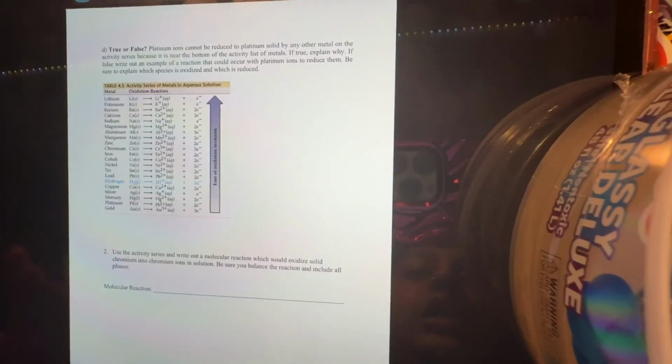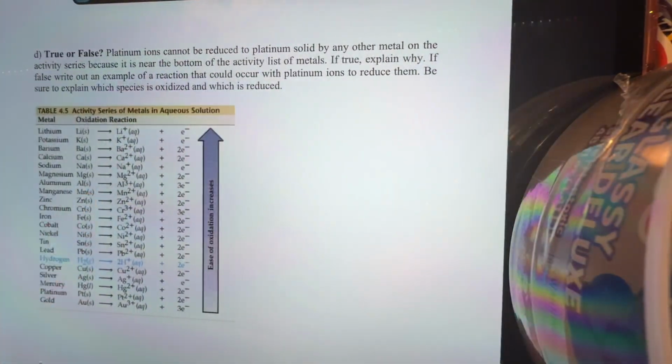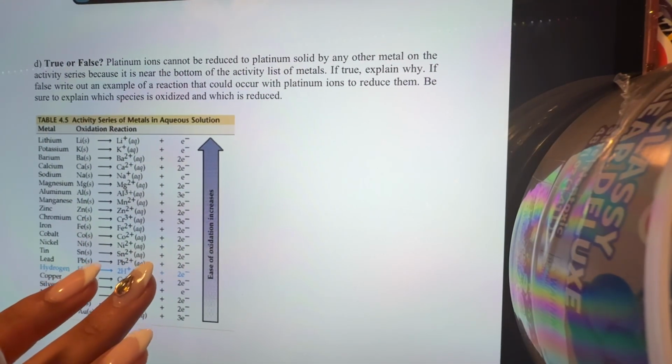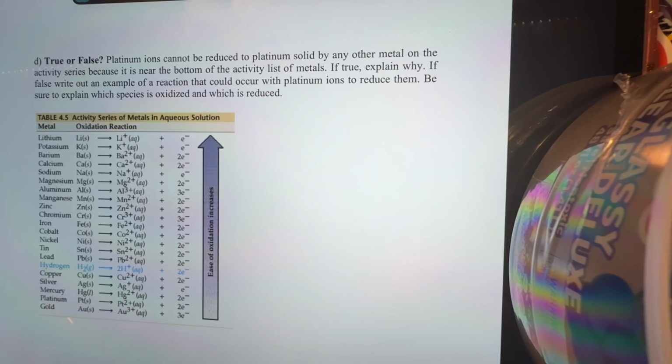Okay, that's part 1. Oh, no, we're still on part 1, sorry. Part 1, question D. True or false, platinum ions cannot be reduced to platinum solid by any other metal on the activity series because it is near the bottom of the activity list of metals. If true, explain why. If false, write out an example of a reaction that could occur with platinum ions to reduce them. Be sure to explain which species is reduced and which is oxidized. Sorry, I read that completely wrong.